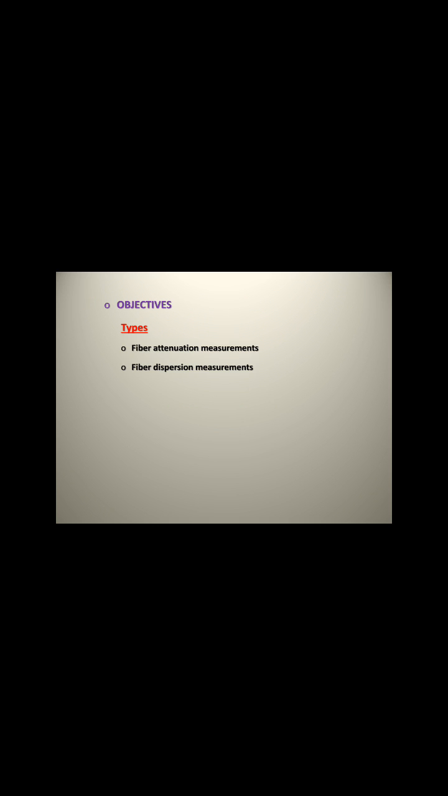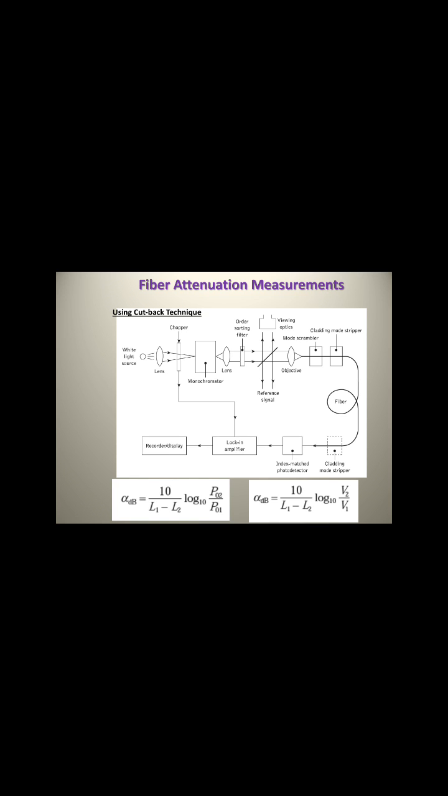Objective of this video, we'll be learning about measurement techniques for two parameters, attenuation and dispersion. The main technique used in measuring the attenuation is the cutback technique. The attenuation is measured with respect to the alpha parameter. The two equations given down are saying how to measure the attenuation loss. So you need to calculate two power outputs or two voltage outputs.